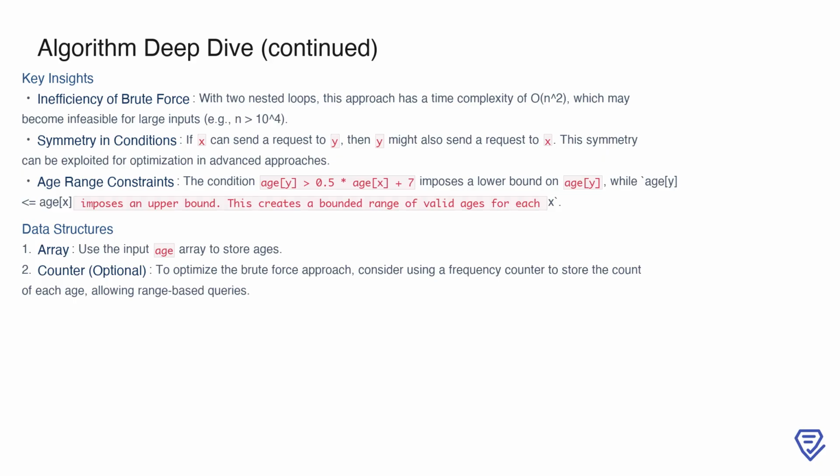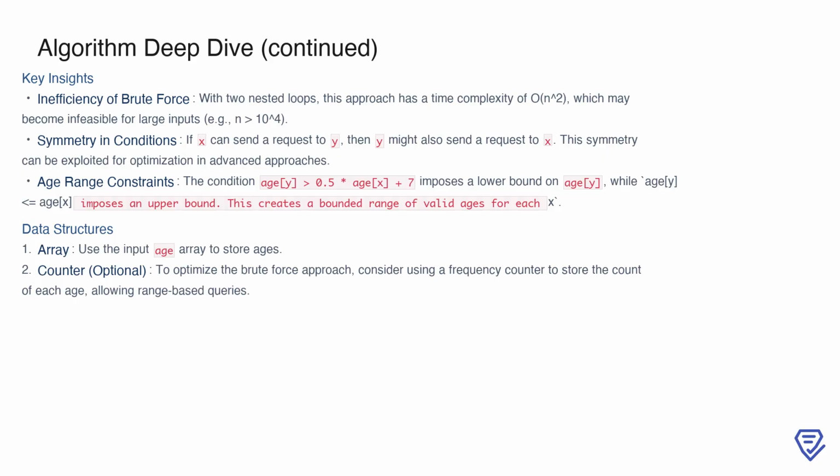First, the conditions exhibit symmetry. For example, if person X can send a friend request to person Y, it might also be possible for Y to send one to X. This symmetry can be leveraged to reduce redundant computations. Additionally, the conditions define a specific range of ages for valid friend requests.